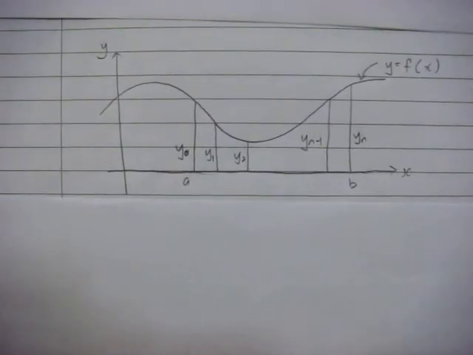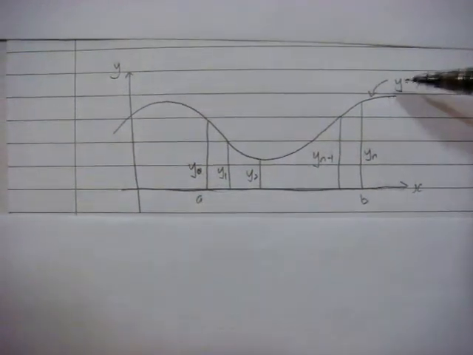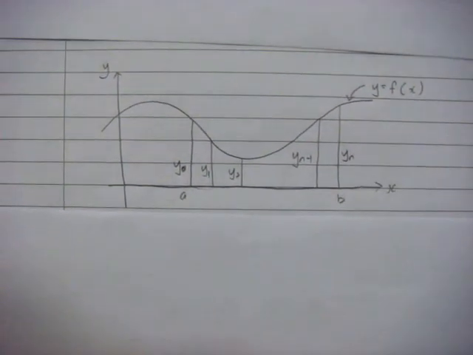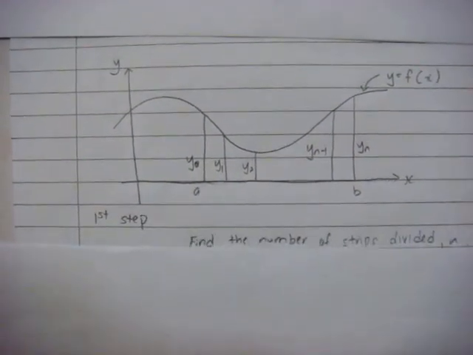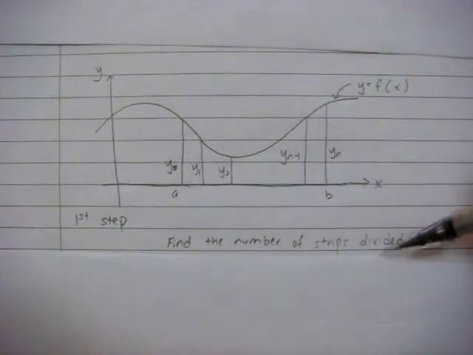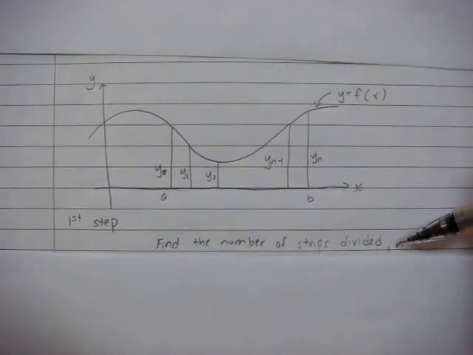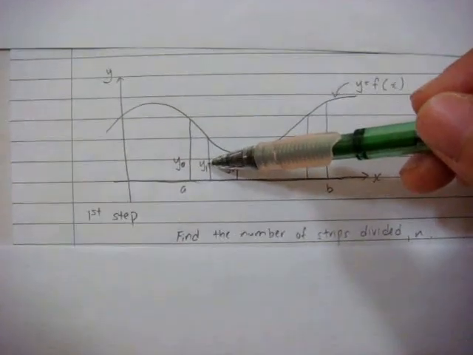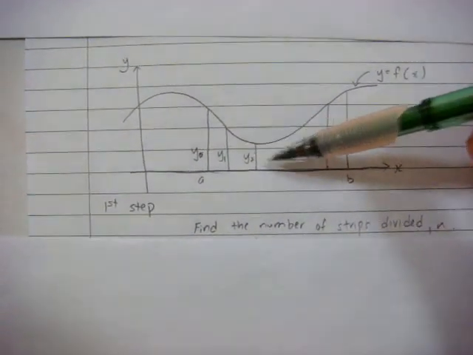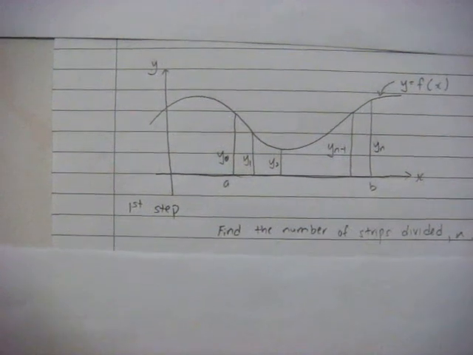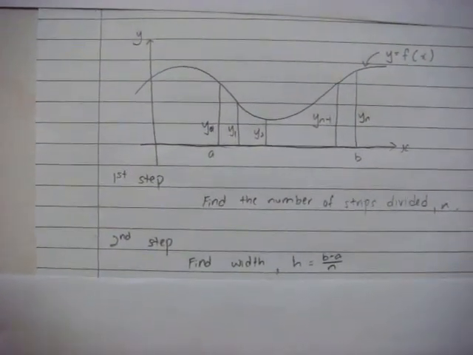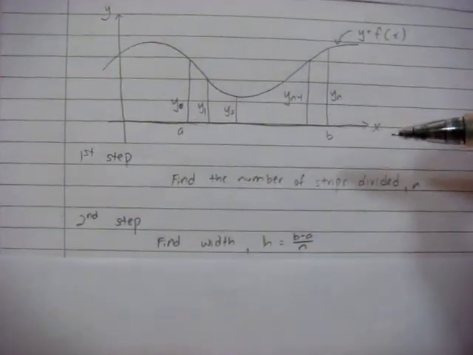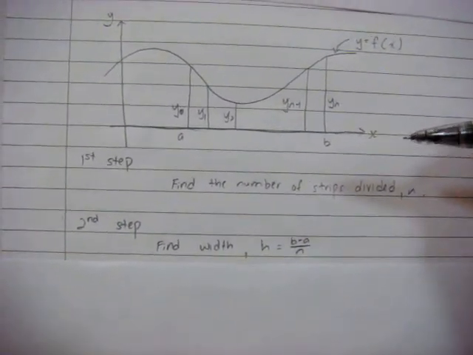How do we do a question using the trapezoidal rule? Here is a curve y equals f(x), integrating from a to b. For the first step, you need to find the number of strips divided, which is n. y0 is the first, y1 is the second, y2 is the third, and so on. For the second step, we need to find the width h, where h is equal to (b minus a) over the number of strips, which is n.